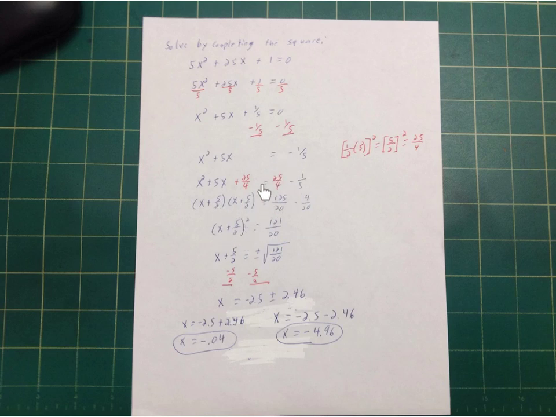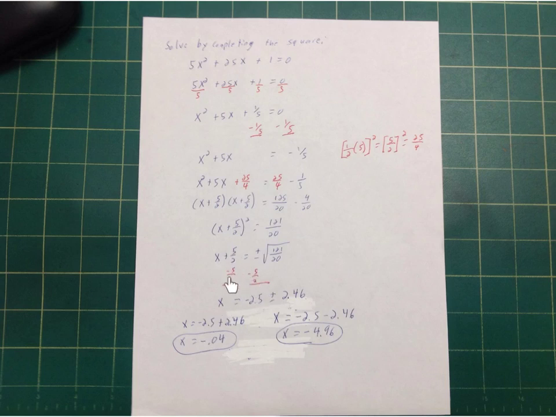Now you need to combine these. You could just put it in your calculator, just the old-fashioned way. You get a common denominator, and I come up with 121 over 20. Now you apply the square root property, and you need to subtract 5 halves from each side.